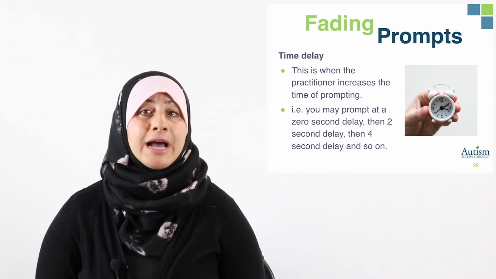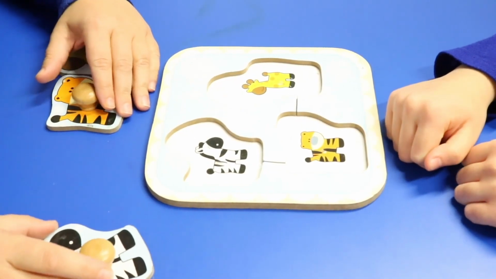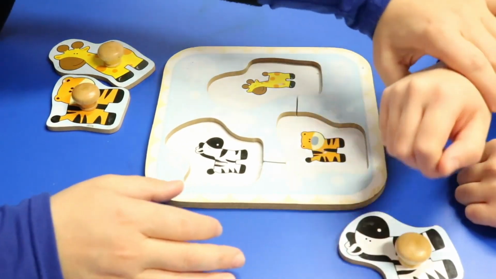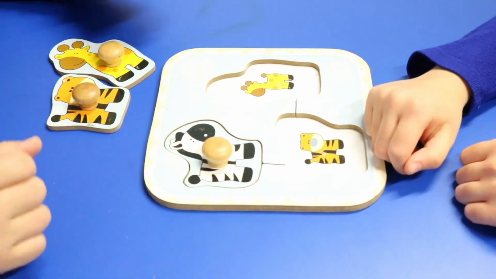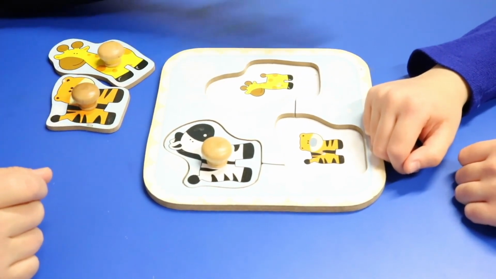So be cautious when using these kinds of prompt procedures. Let's take a look at how I delay my prompt here. If we were doing prompting at a 0-second delay, I would give it to them and say, do the puzzle, and I would prompt immediately and have them do the puzzle. That was a 0-second delay. There was no delay between the prompt, the SD, and the prompt.